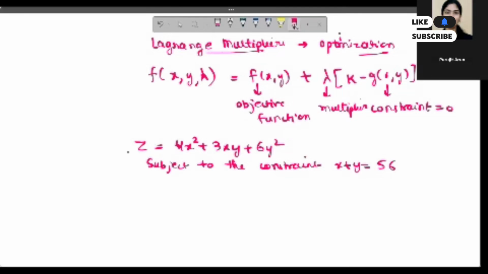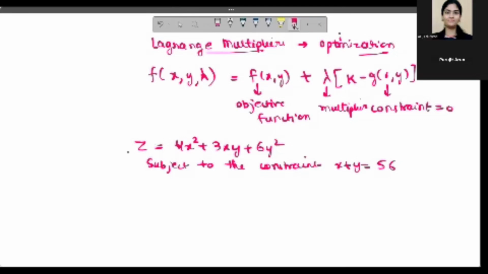4x square plus 3xy plus 6y square plus lambda times (56 minus x minus y). Zx equals 8x plus 3y minus lambda, zy equals 3x plus 12y minus lambda, and z lambda equals 56 minus x minus y.